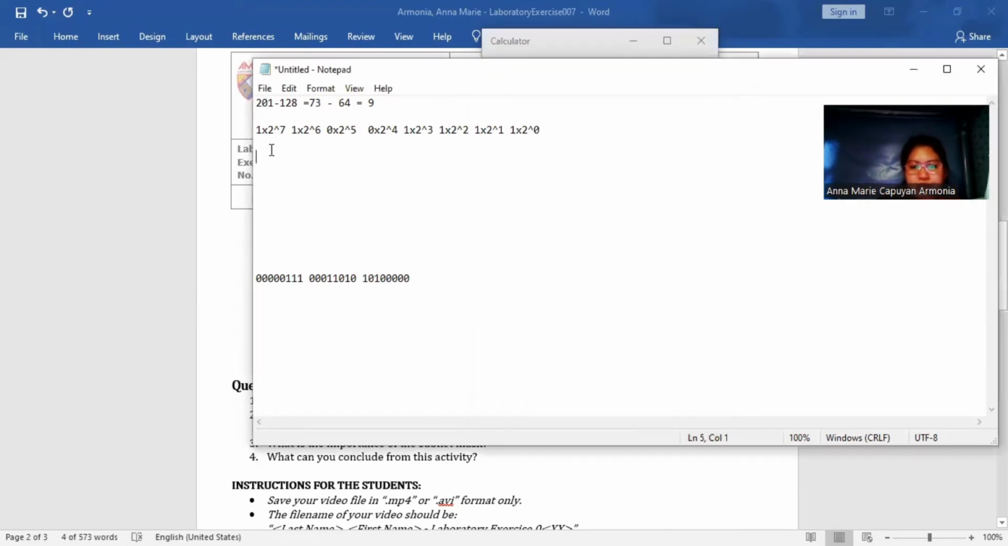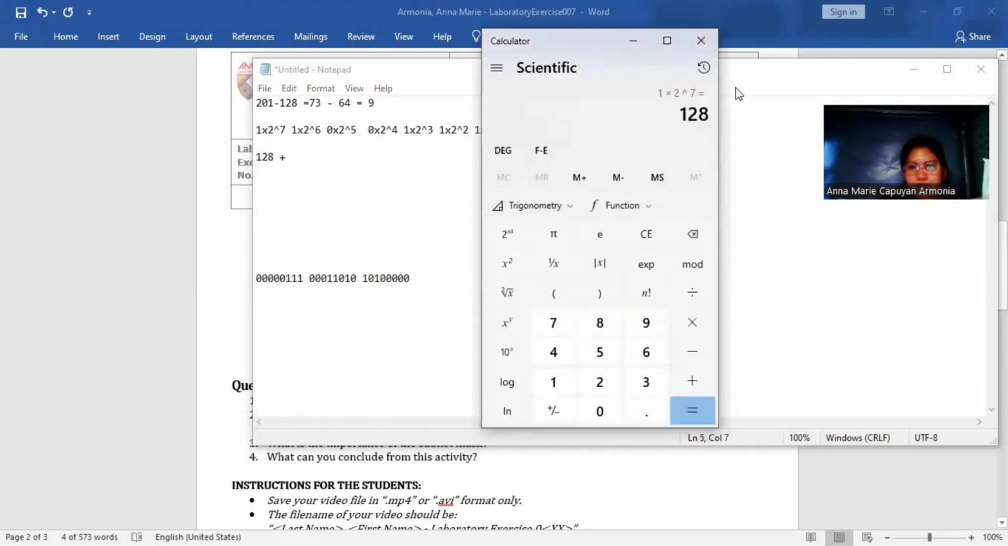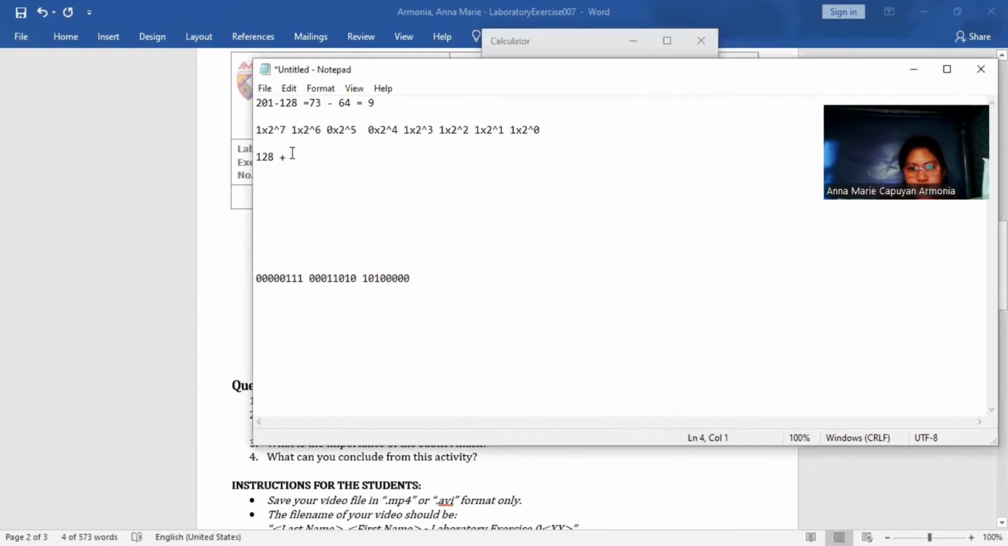Okay, 128. 128 plus, again, repeat the process. So 1 times 2 to the power of 6, 64. So put 64 here, plus, since this is 0 and 0, we'll just ignore this. So 2.